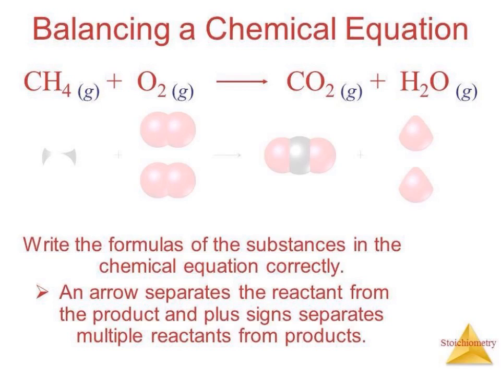In balancing a chemical equation, for example the equation representing the reaction between methane and oxygen producing carbon dioxide and water vapor, the first step is to write the formulas of the substances in the chemical equation correctly. For example, this is the formula for methane, oxygen, carbon dioxide, and H2O in the form of gas. An arrow in a chemical equation separates the reactants from the products, while a plus sign separates multiple reactants and multiple products in a chemical equation.